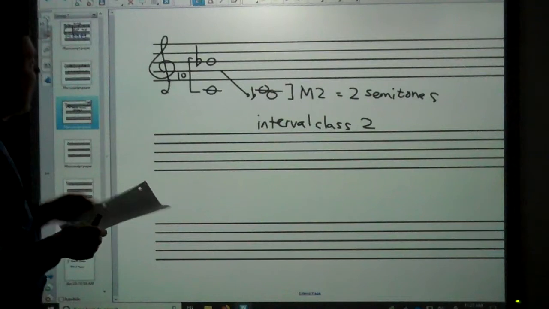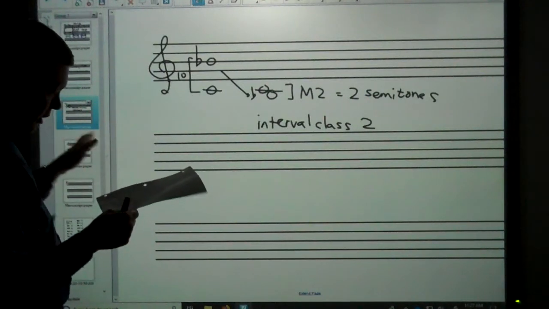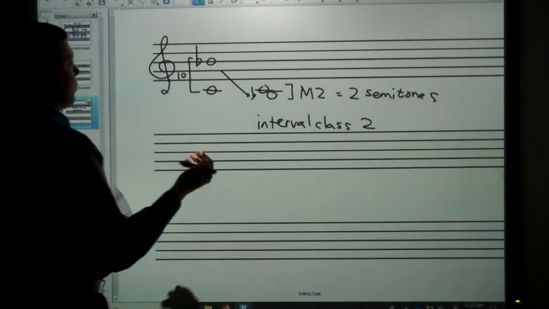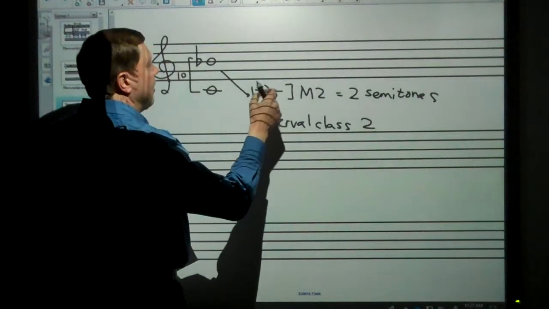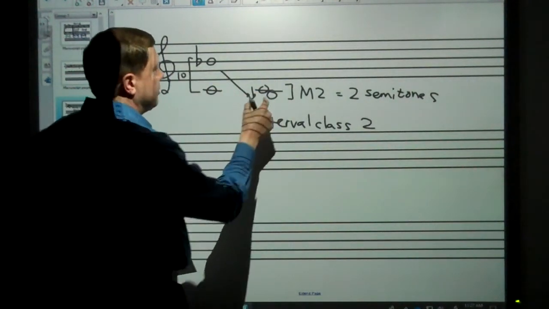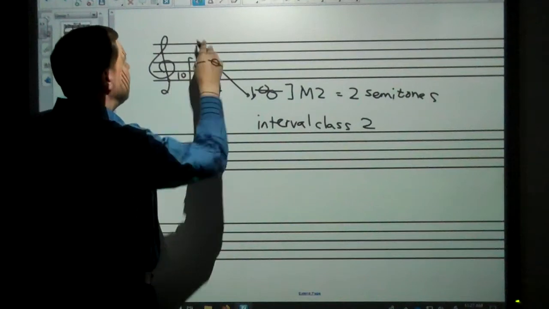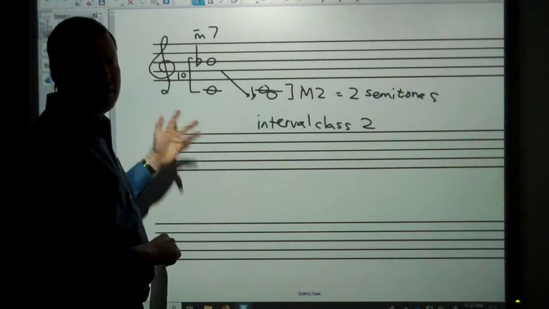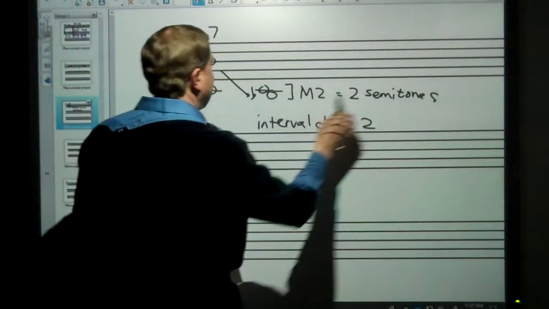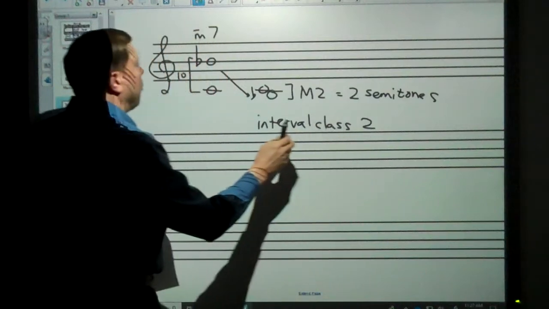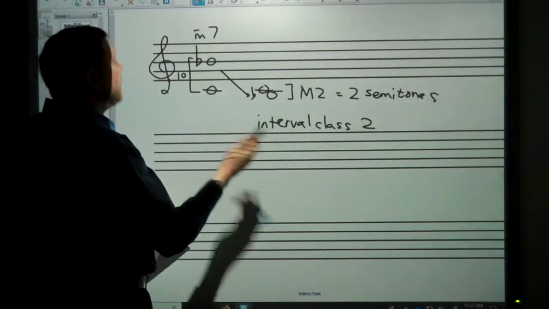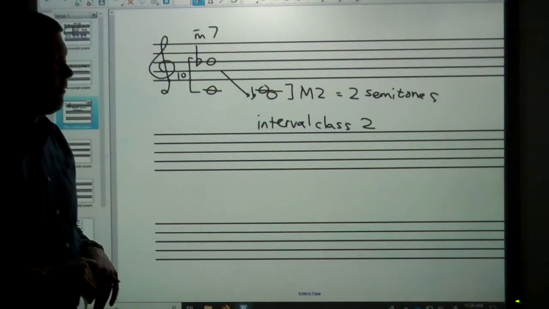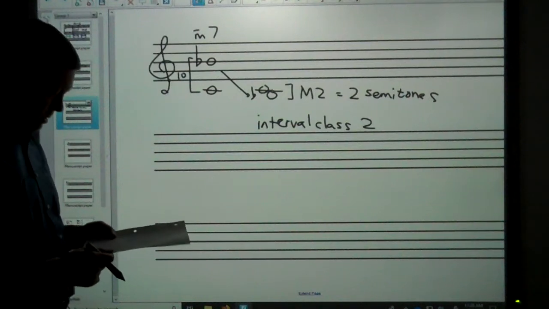Alright, now, any interval and its traditional inversion belong to the same interval class, right? So for instance, again, using this example, which one is going to be the shorter distance? The major second or its inversion, the minor seventh? Well, the major second is always going to be the shortest distance rather than the minor seventh. So 2 semitones, or interval class 2, is the interval class for both the minor seventh and the major second.